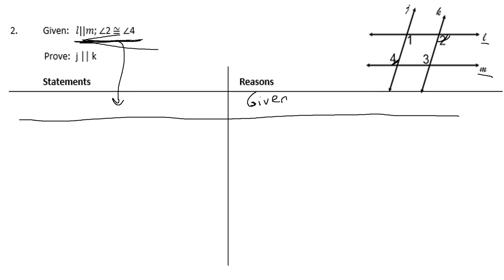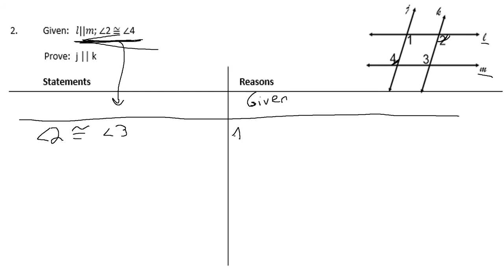And that's probably going to help you get to the end here. So let's see here. If L is parallel to M, what can I say about, let's use angle 2? What can I say about angle 2 if L is parallel to M? Well, if L and M are parallel, that means 2 and 3 are congruent, right? Because 2 and 3 are alternate interior angles. So I can say that angle 2 is congruent to angle 3.